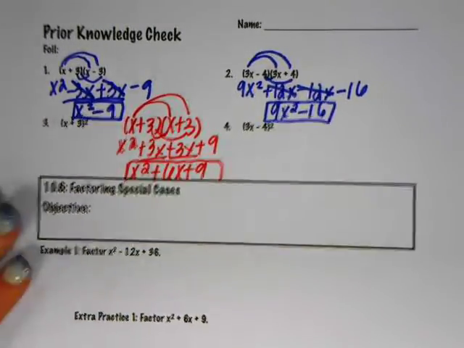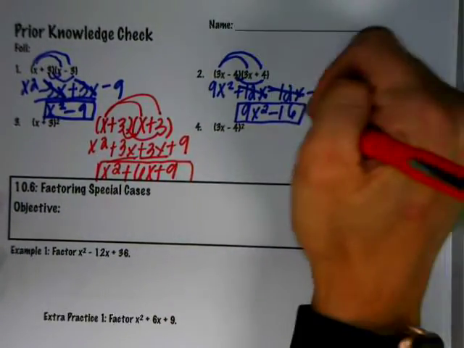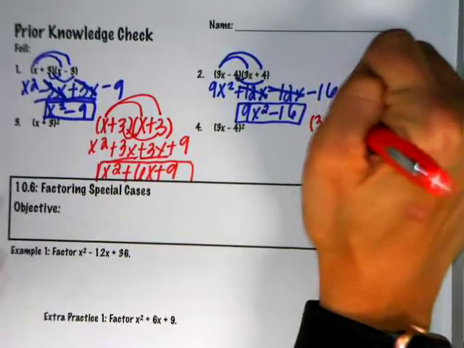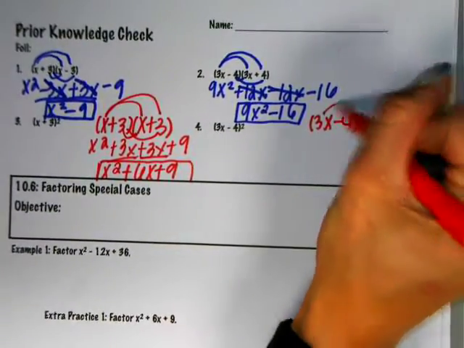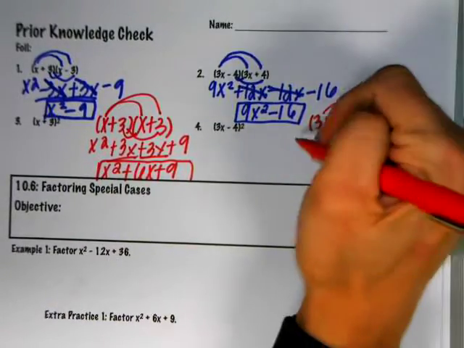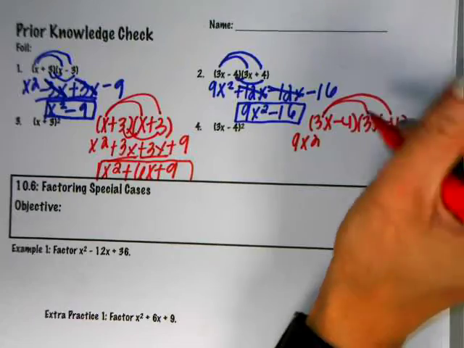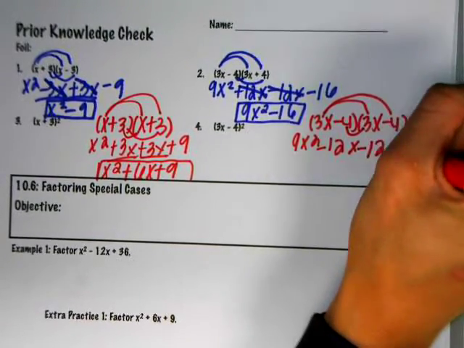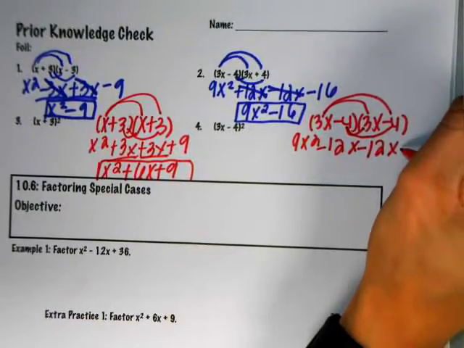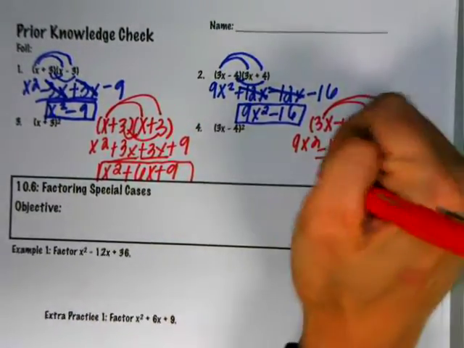Okay, and then this one. So same thing, write it out twice. 3x minus 4, 3x minus 4. Okay, 3x times 3x, 9x squared. 3x times negative 4, negative 12x. Then same thing. And negative 4 times negative 4, 16. And then what do the 2 negative 12s make?